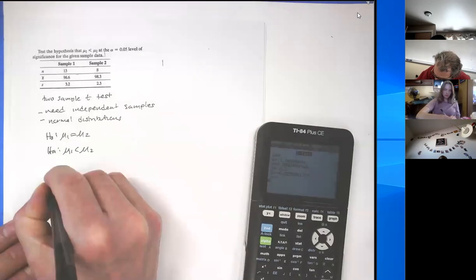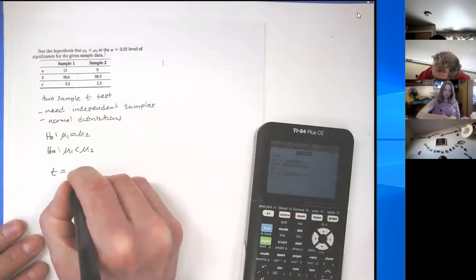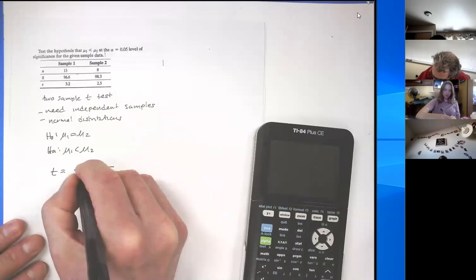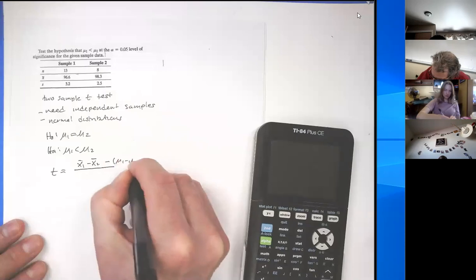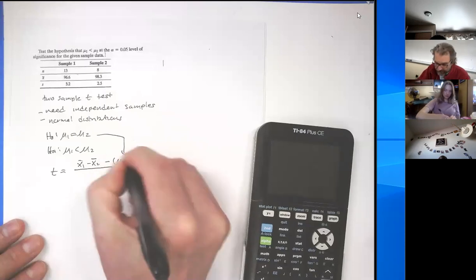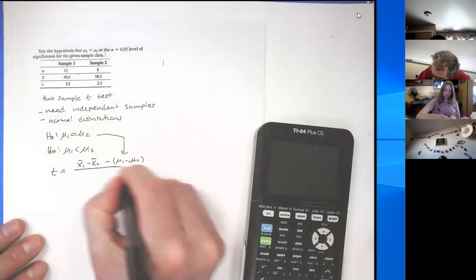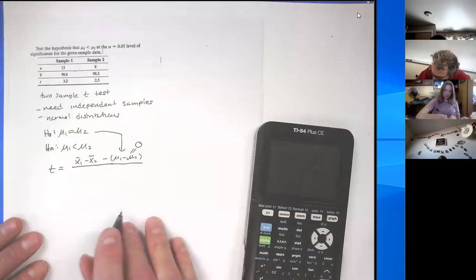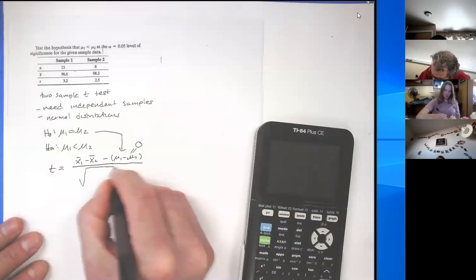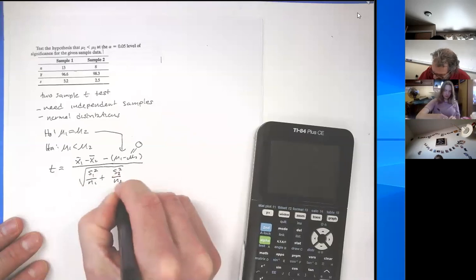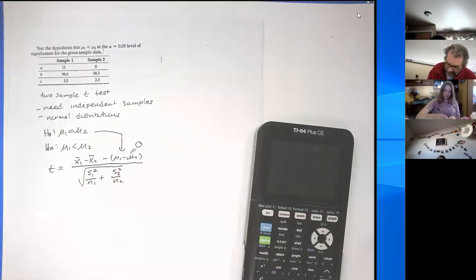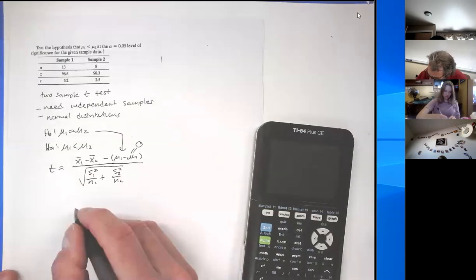But the t is x1 bar minus x2 bar, and then here would be mu1 minus mu2, but the null hypothesis makes that 0. And downstairs, I've got the square root. Now I've got the standard deviation divided by the sample sizes, first squared, and then kind of average, and we take the square root. And so we'll see what that is.